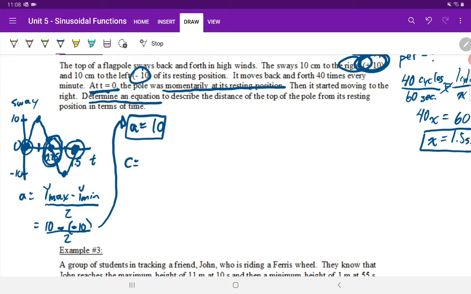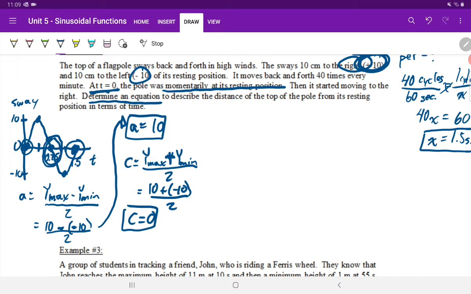My C is going to be y max plus y min divided by 2, which is 10 plus, sorry, 10 plus negative 10. Be careful there. My min is negative 10, divided by 2. This is going to be 0. Your C is going to be 0. And that makes sense. You can see that the equation of axis is right through the x-axis there.